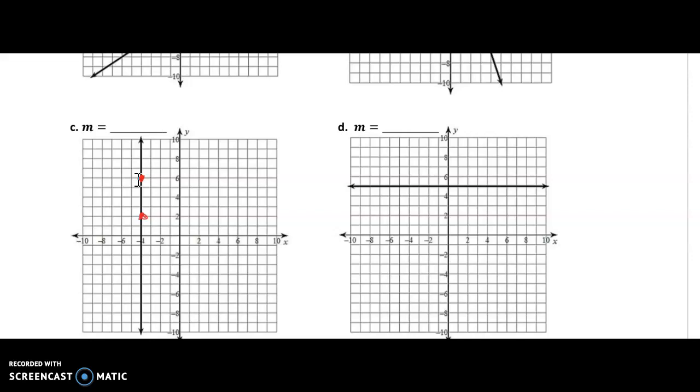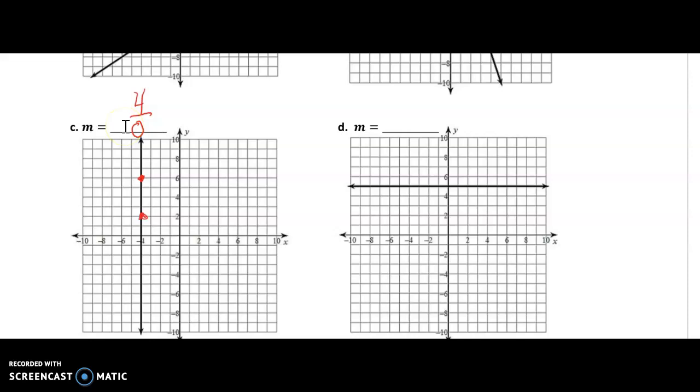But in terms of a run, I don't need to run sideways because I'm already at my point of destination. So my run number is going to be 0. Again, my rise number is 4 and my run number is 0. So my rise over run is going to be 4 over 0.